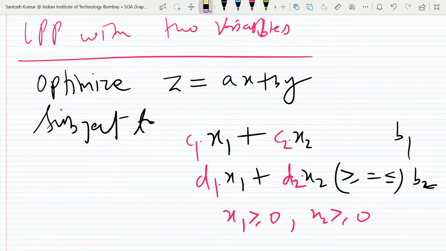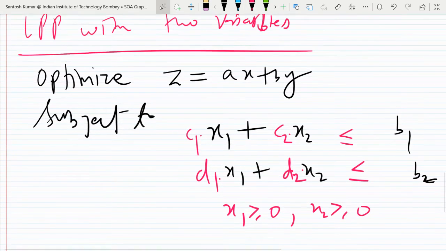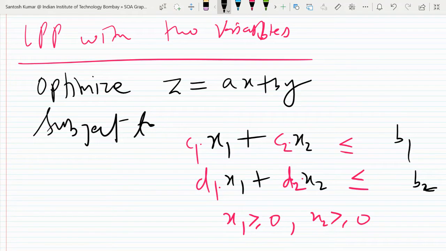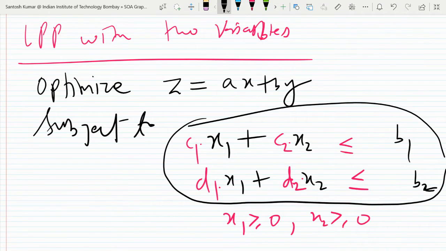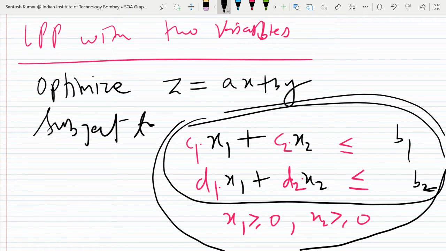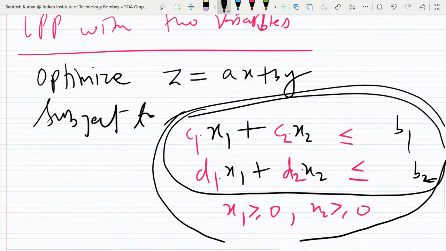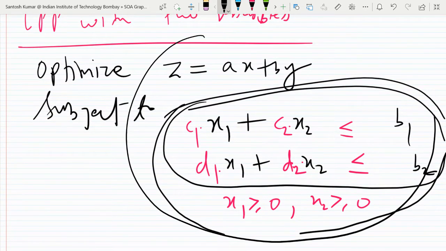And you don't want to write all these, you just use one. So I'm writing just one particular, so let me write it less than equal. So this is one particular type of LPP with two variables. If I repeat, the solution of these inequalities will be the solution of the LPP. Solution of these will be a feasible solution, and the solution which optimizes this will be the optimal solution.